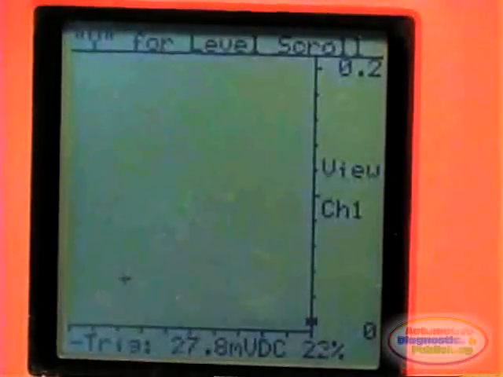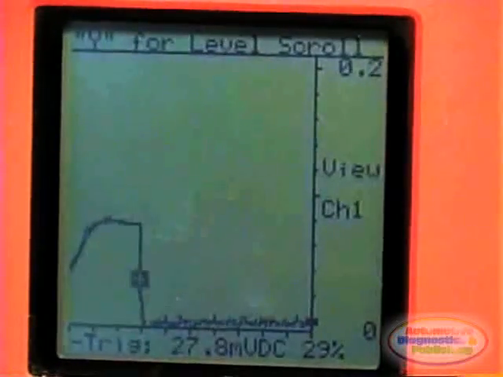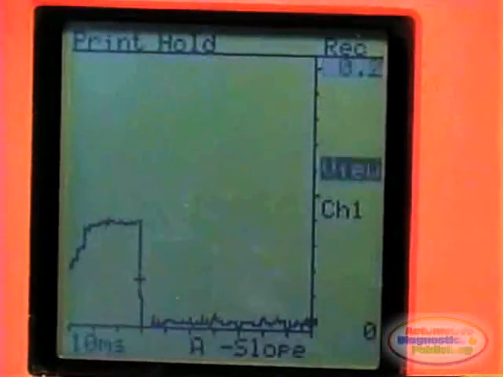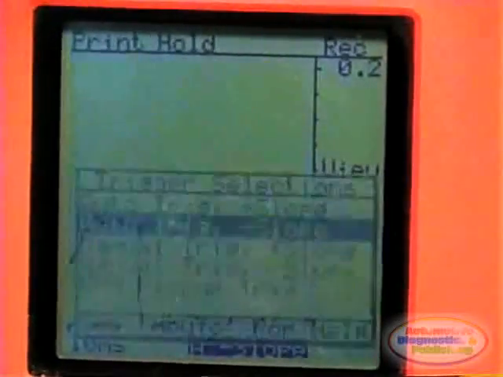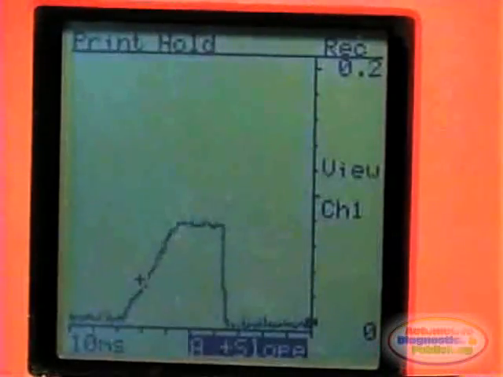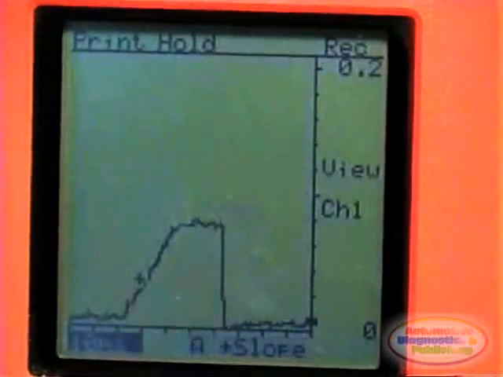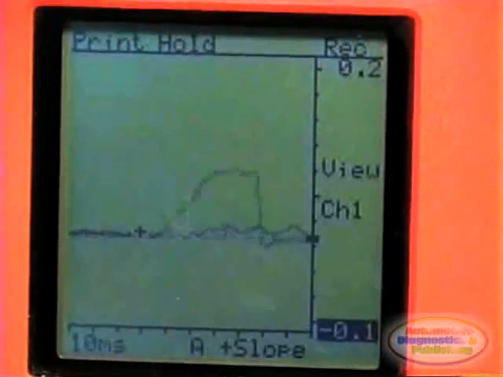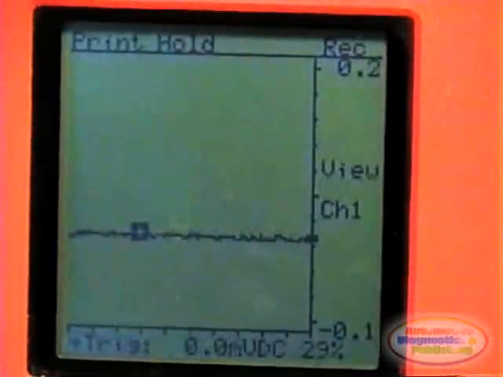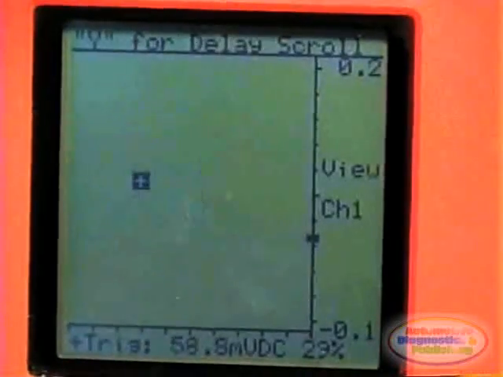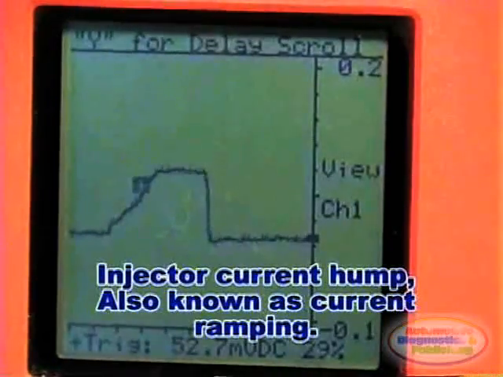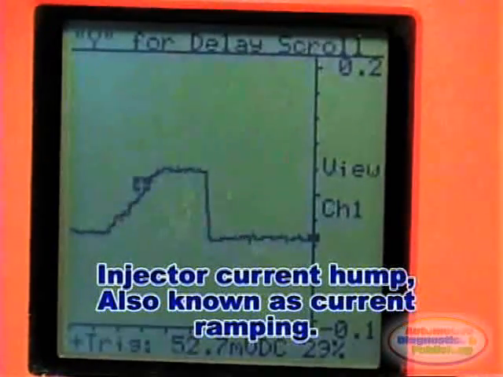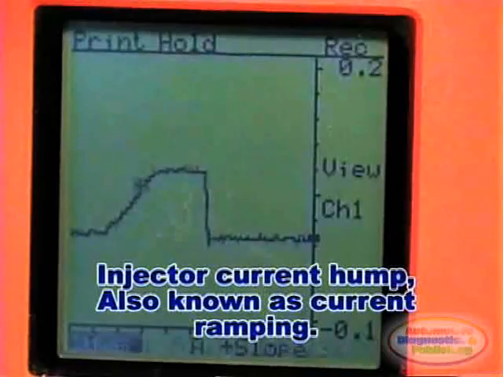Now we can see the current waveform with the engine running on the screen, being picked up by the clamp-on amp probe. This hump in the middle of the screen is the nominal current being drawn by the injector unit. By studying this hump very carefully, we can know the entire operating characteristics of that particular injector. It is called a current hump, and if you freeze the wave very carefully, the technician can do an extensive analysis of it. We are looking for around 900 to 975 milliamps.